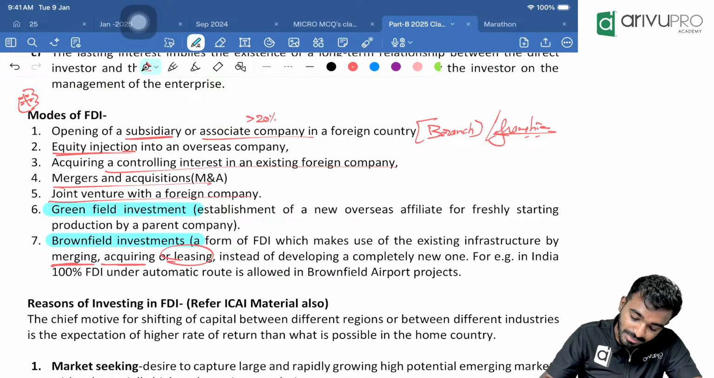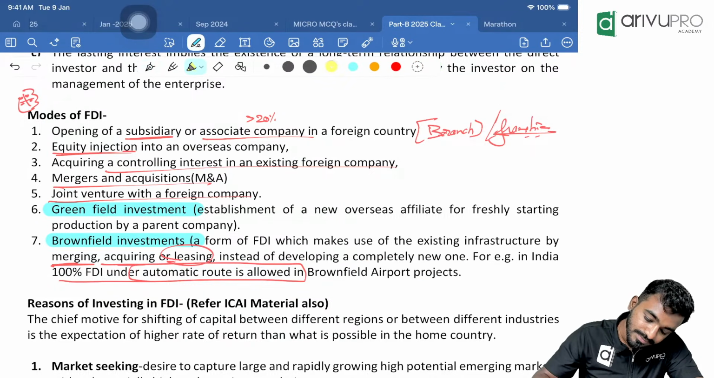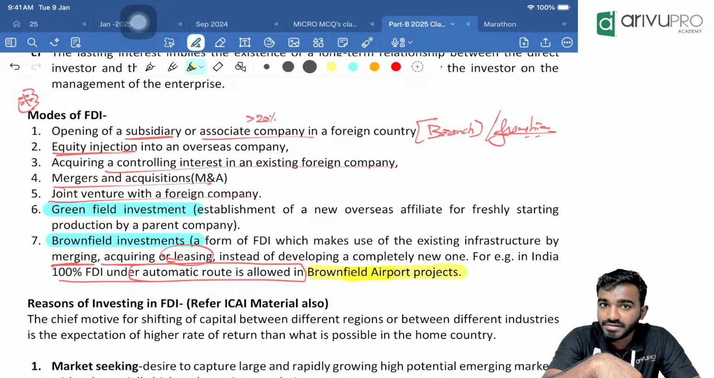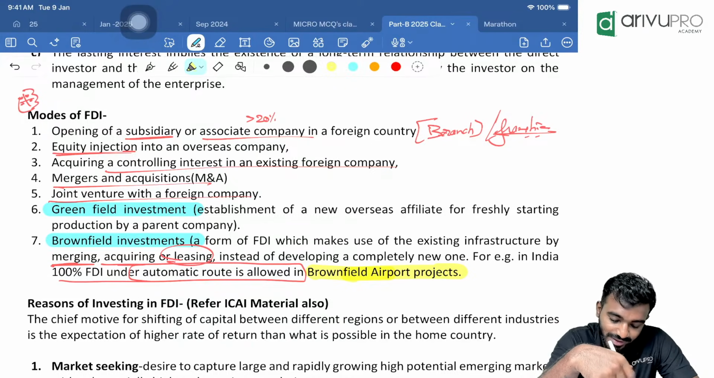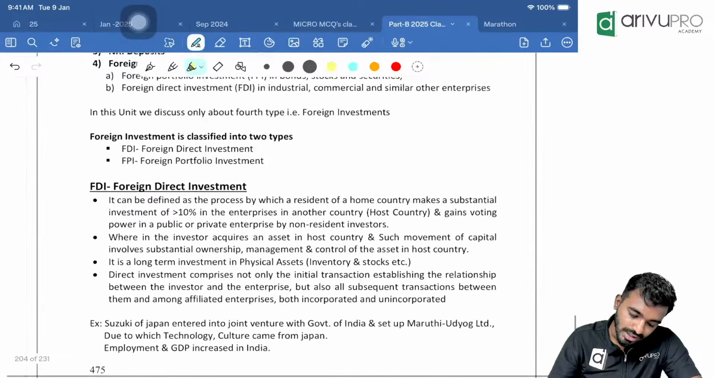In India, 100% brownfield investment is allowed in airport projects. Automatic approval under the brownfield airport projects. And once they have asked a question. So of late, in the recent attempt, a greenfield investment question has come. Previously in January, a brownfield investment question had come. They are of late asking this multiple times recently. Clear up. So, understand FDI business.